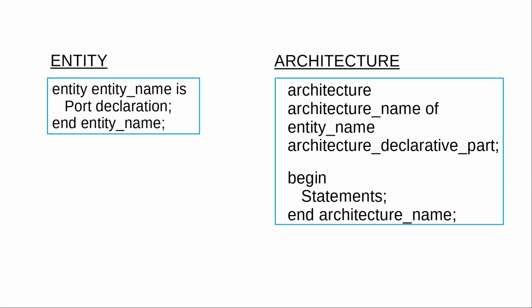So we have this syntax. First we write entity, then we write the entity name. Let's say we are making an OR gate, so here we can write the name of that OR gate. Let's say we give that OR gate a name of OR gate number 1, and "is" is the keyword that describes that we are writing the ports of that entity now.